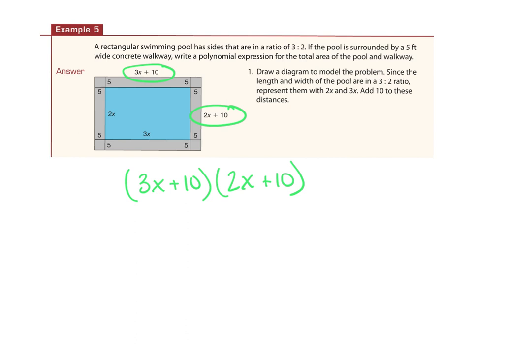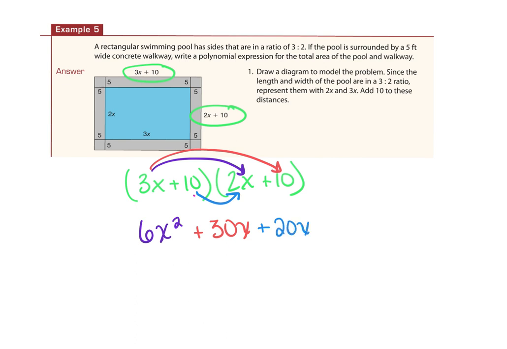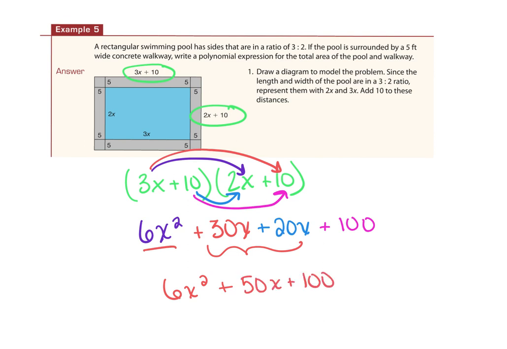That's base times height. And I want to make this a little simpler than that, so I'm going to distribute here and do foiling. 3x times 2x gives me what? 6x squared. 3x times 10. 30x. 10 times 2x. 20x. 10 times 10. Plus 100. One more step here. I need to combine my like terms. 6x squared cannot combine. 30x and 20x are like terms. And then 100 does not combine.